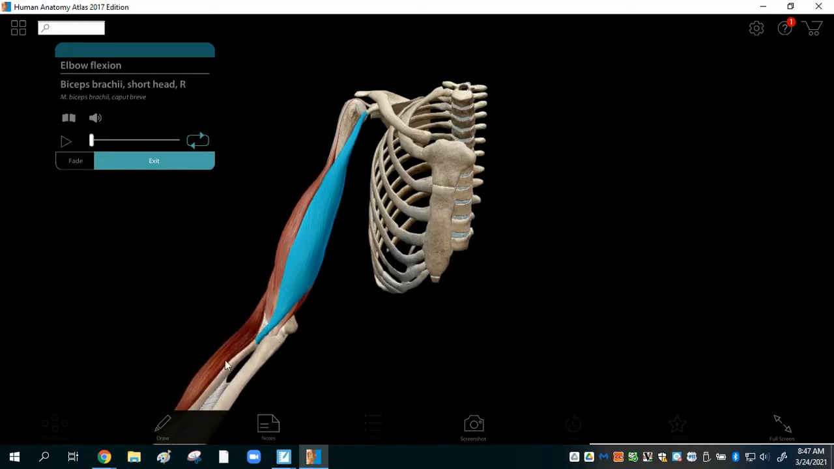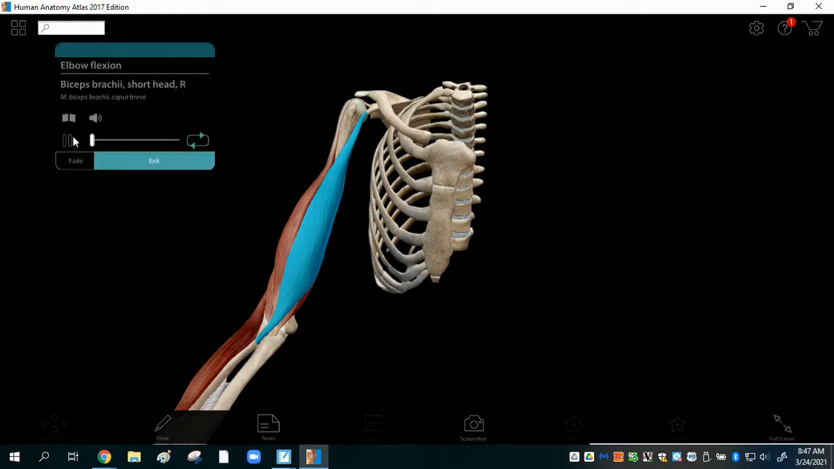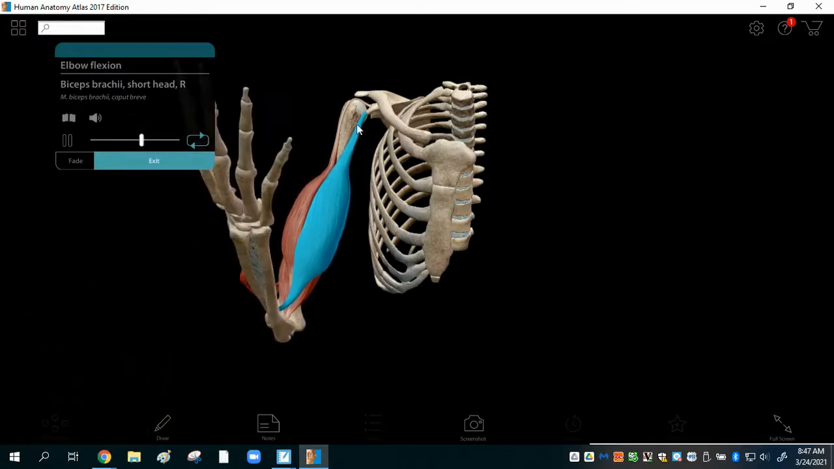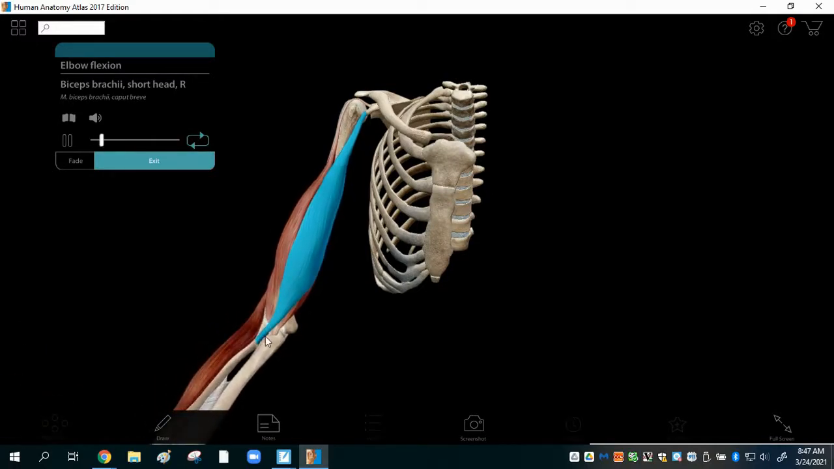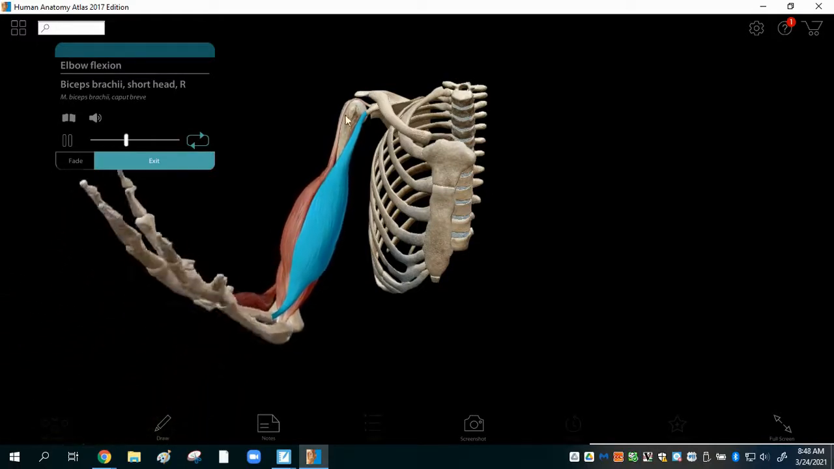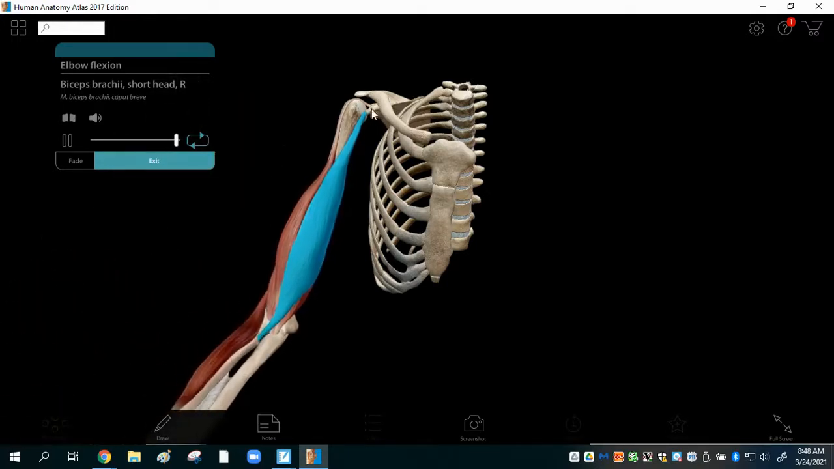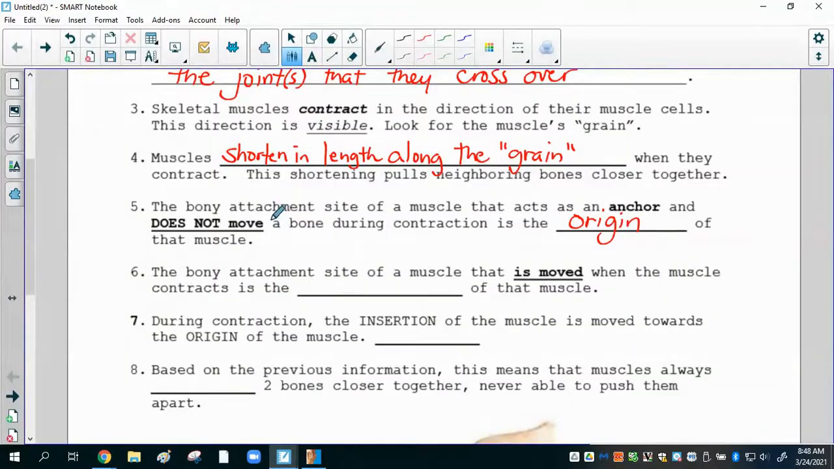So we have an attachment site here, and we have an attachment site here. Only one of those actually moves a bone. Let's watch again. Which side is the moving side? The scapula is absolutely not moving. The radius is. So in the notes I'm saying which side is anchored, that side is called the origin. The actual attachment point on the scapula where this muscle attaches is known as the origin of the muscle.